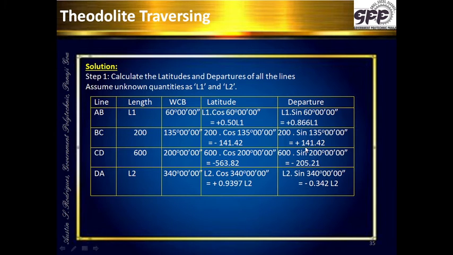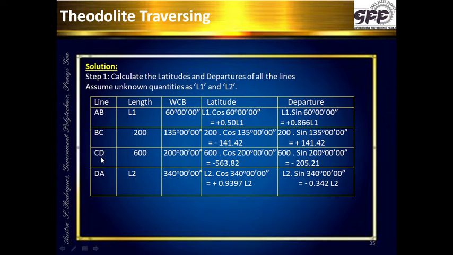Now coming to the departure, departure is given by L sine theta. L is already known over here to be 200 into sine of 135 degrees, that comes to equal to plus 141.42. Now this tells me that departure is in the east direction, or it is easting.